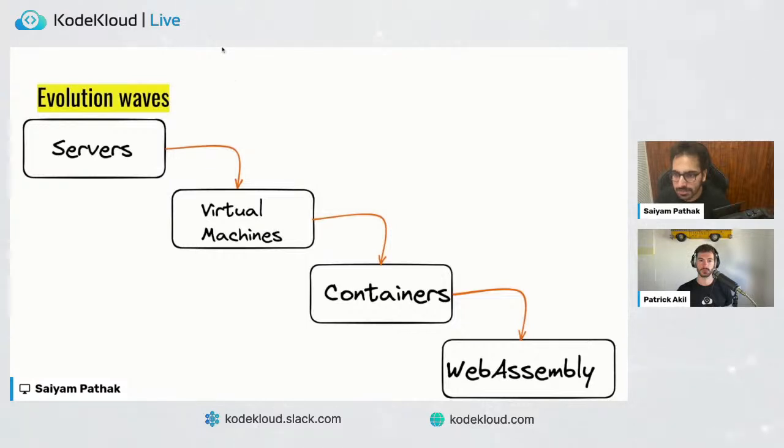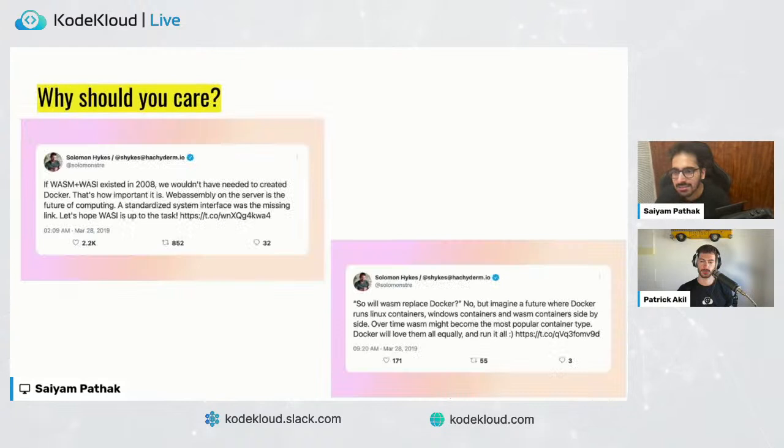So this is where the evolution wave comes in. Traditionally we had servers, and then virtual machines virtualizing the servers, then containers virtualizing the operating system, and then WebAssembly, which is only the smaller unit in that ecosystem, just running the functions that you need. Why should you care? Now here comes a very interesting part and story. Just see the years.